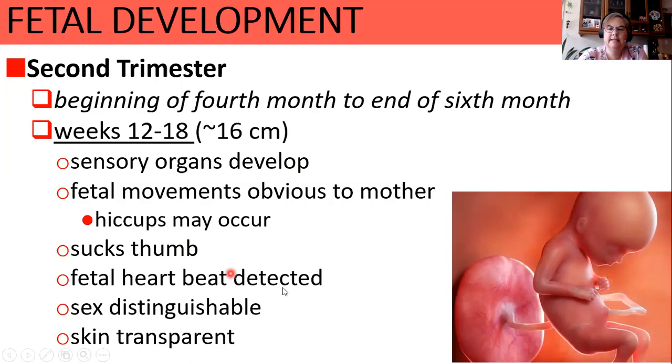Fetal heartbeat is detected. You can actually detect a fetal heartbeat through an ultrasound at 6 weeks after conception. But at this point, they're detecting it. They have this little Doppler device that they put on you in the doctor's office, and they can detect, and it's very fast. It's like double or more mom's heart rate. Sex is distinguishable through an ultrasound. Skin is very transparent at this stage.